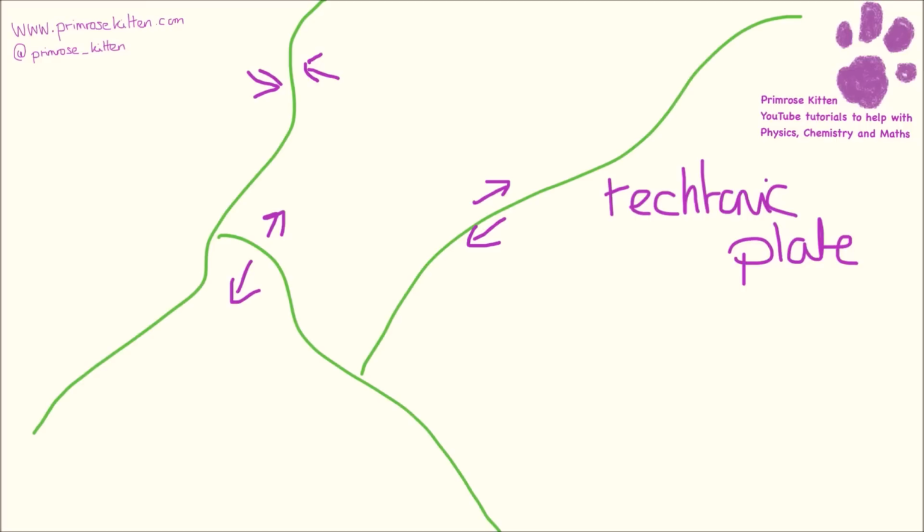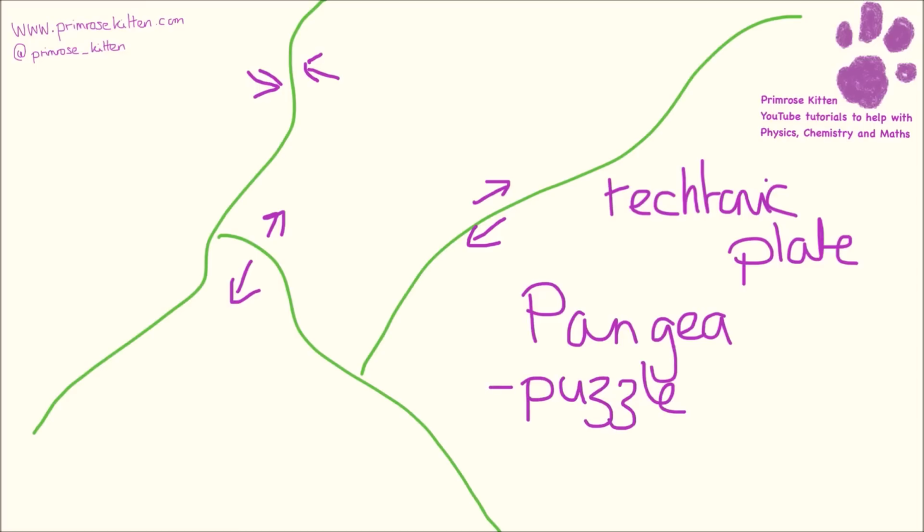Now, because these moved around over billions and billions of years, over the lifetime of the Earth, the pattern of the continents has actually changed quite a lot. The land masses that we see today used to all be together in a large land mass called Pangaea. Now, there are two bits of evidence for Pangaea: the fact that the current continents fit together like a puzzle piece, and the fossil records.